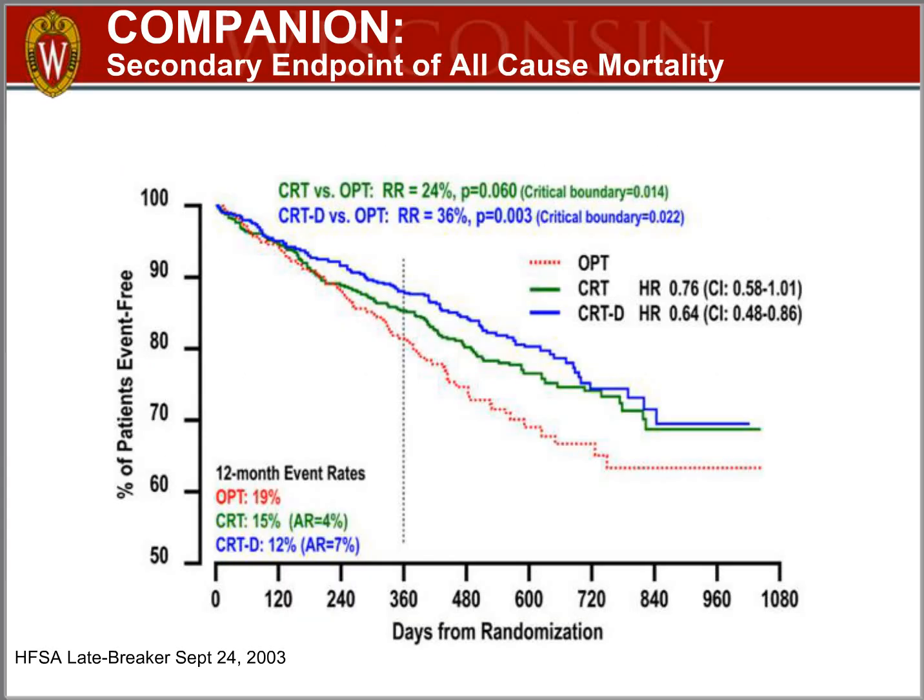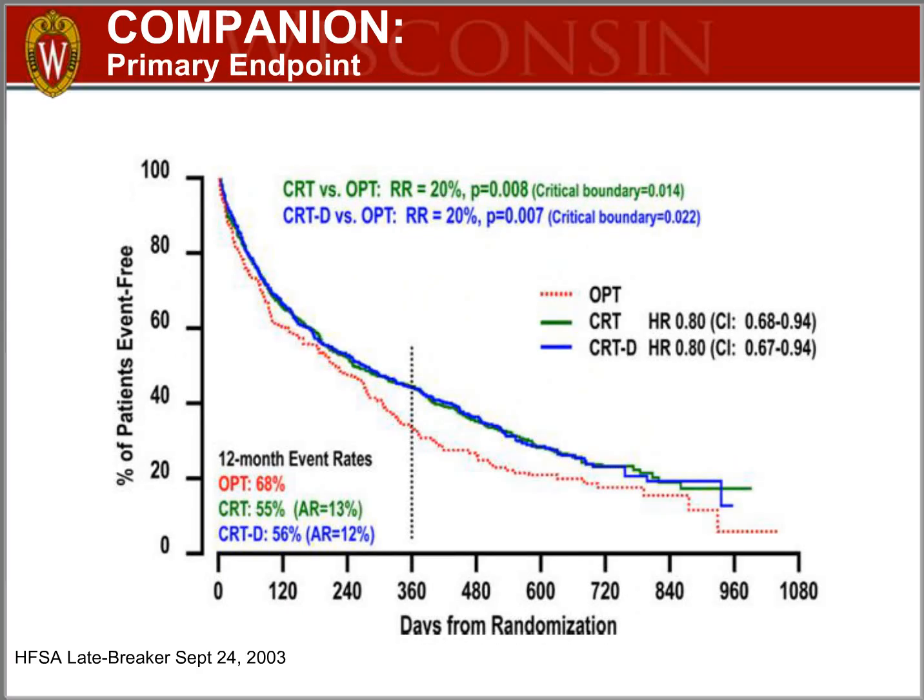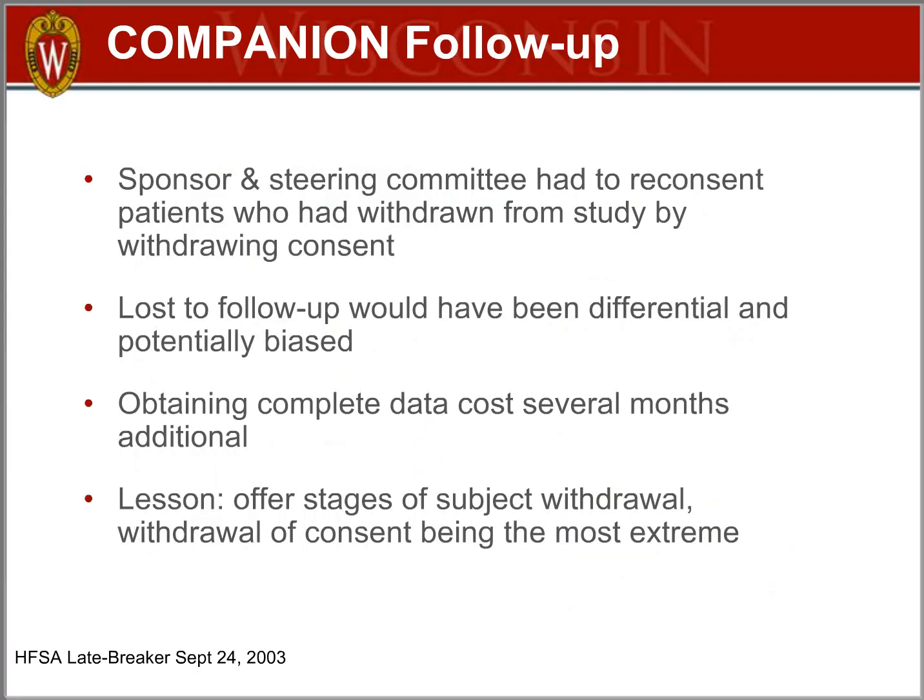Just for completeness, I'll show you here the final results. This is the secondary endpoint of mortality, and as you can see, the two device arms both are superior to the best medical care arm, with the defibrillator pacemaker arm being the best overall. With regard to the primary endpoint, which is a combination of mortality and hospitalization, you can see that the two device arms look very similar, but both of them are superior to the best medical therapy alone. So these trials were successful in showing that the devices had an improvement over the best medical care.